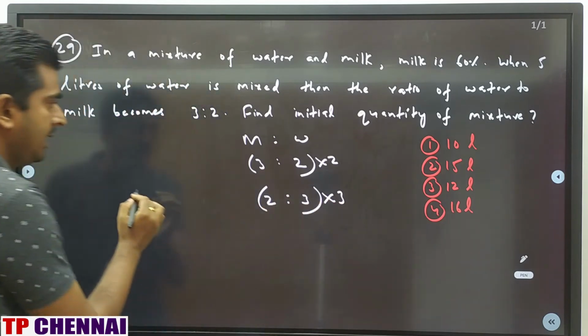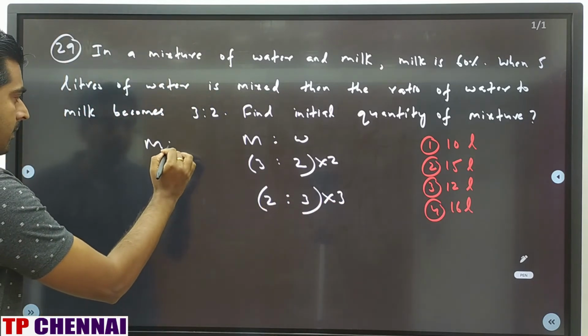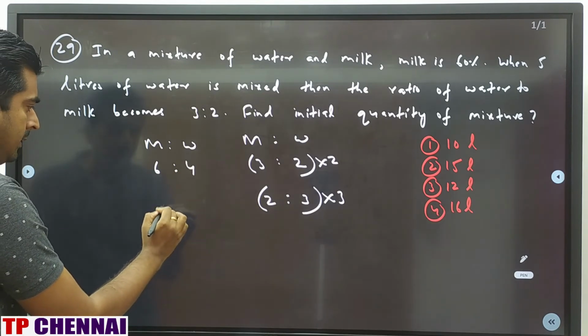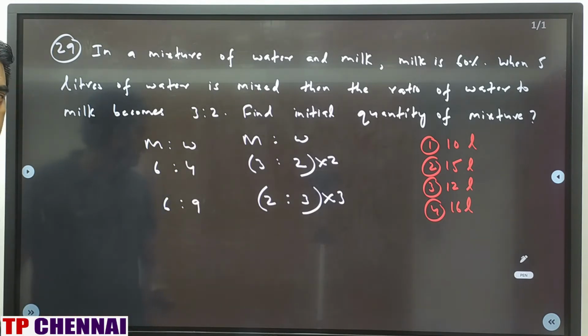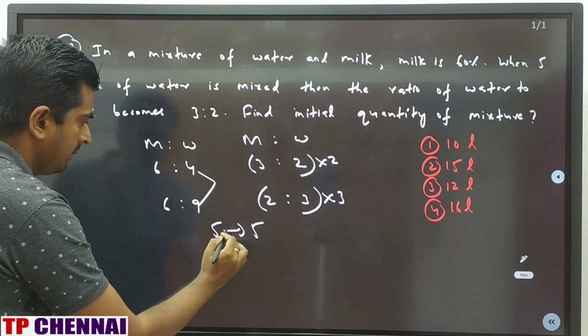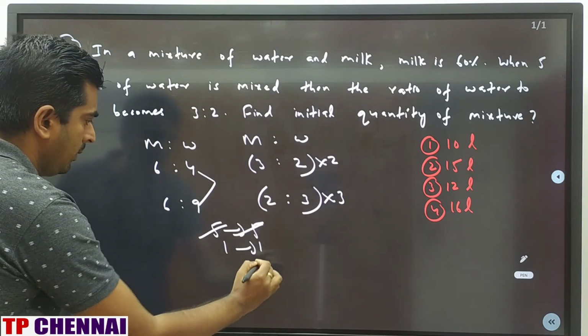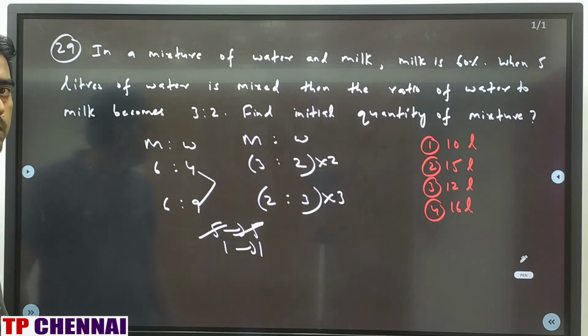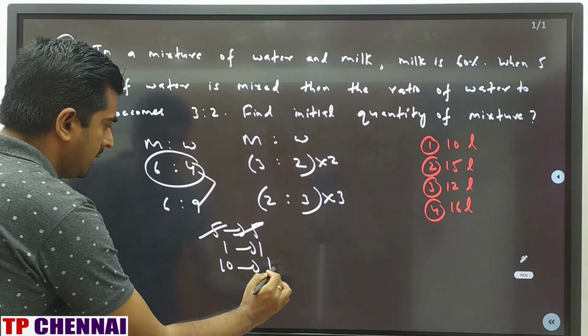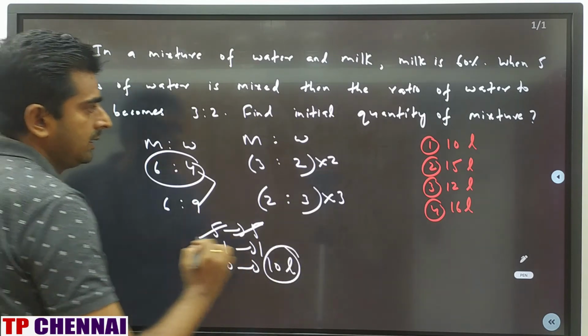So I am writing this one again. This is 6:4. This is 6:9. Right? How much water have we added? 5. And how much did they add? 5. So 1 part is 1. Now what are they asking? Find the initial quantity of the mixture. The initial quantity is this only, 10. So 10 parts is 10. My answer is 10 liters. First option.